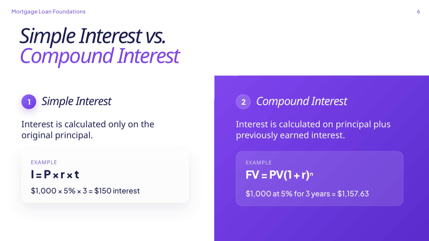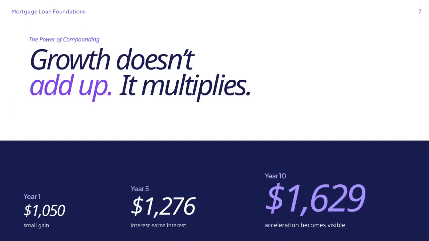Understanding the difference between simple and compound interest is crucial, especially when dealing with mortgage loans, as compound interest can significantly affect the total amount you'll pay or earn over time. Here we see the true power of compounding in action.